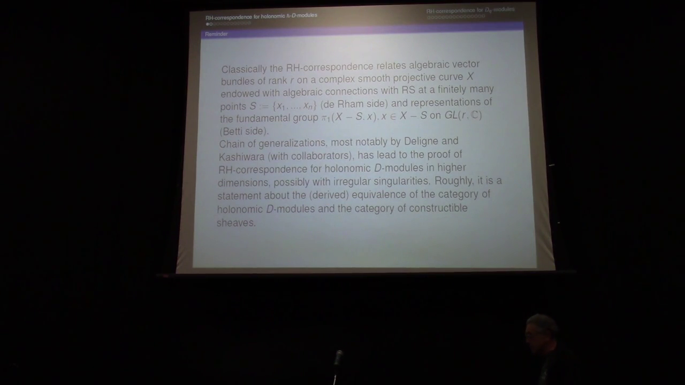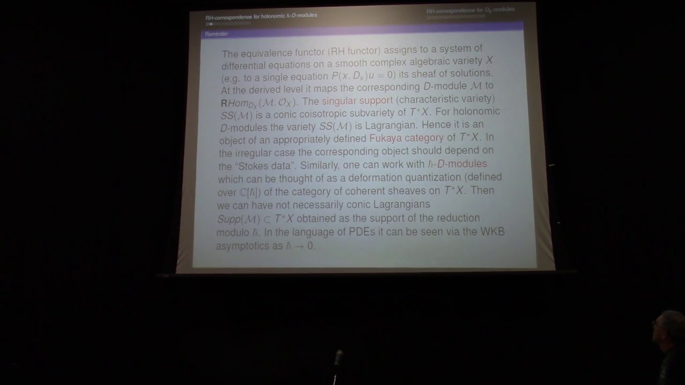Holonomic D-modules can have irregular singularities, and there are the latest versions of the Riemann-Hilbert correspondence. But in the simplest possible case, the functor which provides the equivalence, the Riemann-Hilbert functor, assigns to a D-module, or in the right version to a complex of D-modules, its sheaf of solutions. In the derived sense, it's a derived sheaf of solutions, like RHom from the D-module to the sheaf of functions on the variety. And so we see constructible sheaves, or complexes of constructible sheaves on one side, and some completely different type of objects on the other side.